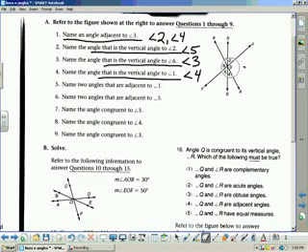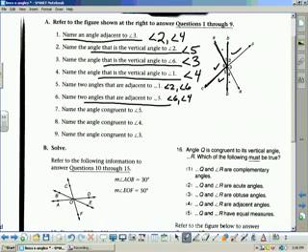Next question says, name two angles that are adjacent to angle 1. Locate angle 1. Find your common rays. Angle 1 shares a ray with angle 2 and angle 6. Therefore, adjacent to angle 1 are angles 2 and 6. Two angles that are adjacent to angle 5, again, here's 5. What sides do they share? It shares a ray with angle 4 and angle 6. So adjacent to angle 5 are angles 6 and 4.